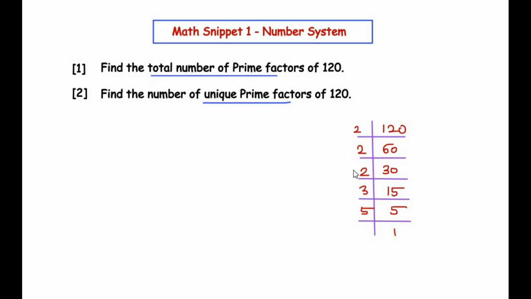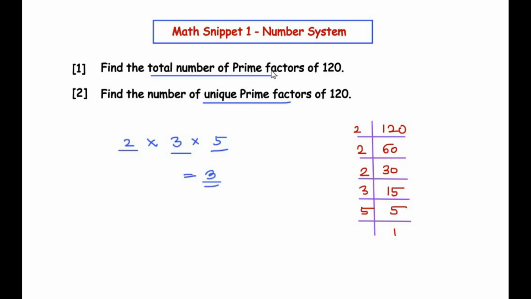Unique means we have to discard the repeating factors. For example, here 2 has repeated itself 3 times, so we are going to take it only once. Now 3 has occurred just once, so here we have written 3, and 5 also occurs just once, so we have written 5 over here. So now we have to count the factors, that is 1, 2 and 3. So the number of unique prime factors of 120 are 3.